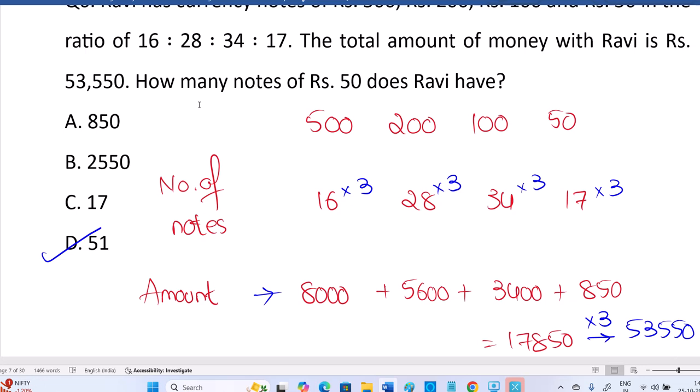So then, if they ask how many 200 rupee notes are there, what should be your answer? How many 200 rupee notes? 28 into 3, 84. They can ask you how many 500 rupee notes, how many 50 rupee notes. Likewise, so here, how many 50 rupee notes? 51. All are 17 multiples in the options.